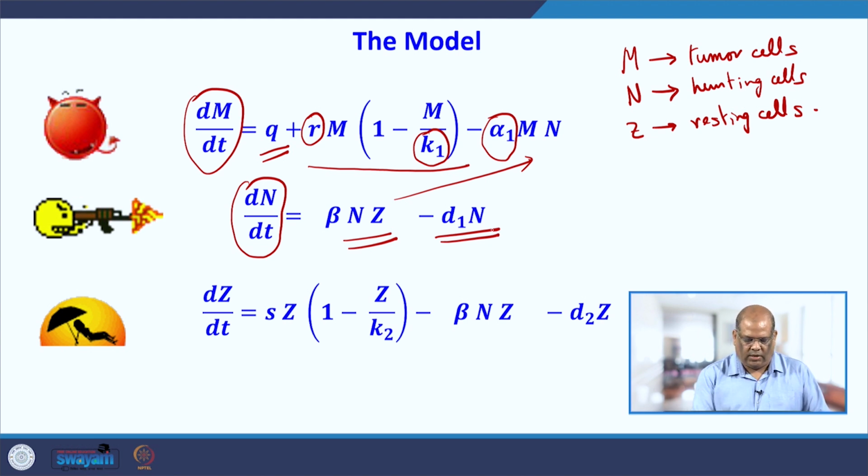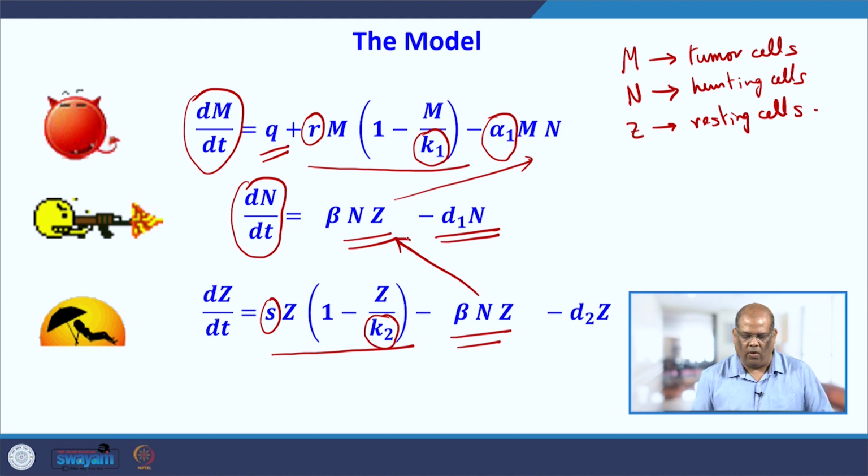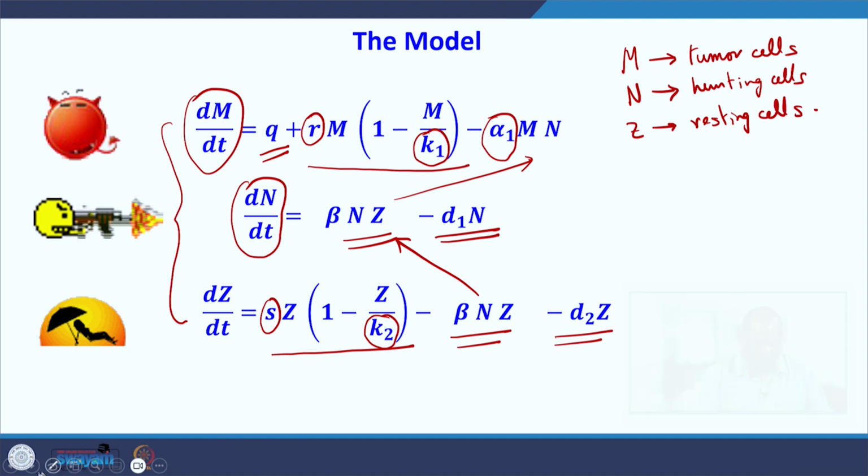Now, the resting cells also follow a logistic growth. Their rate of growth is S, which is the intrinsic growth rate, and K2 is the carrying capacity. And here this beta is the rate at which your resting cell is converted to the hunting cell, and hence it has gone here. And D2 is the natural death of these resting cells. So, this explains the model of the tumor and the immune system.